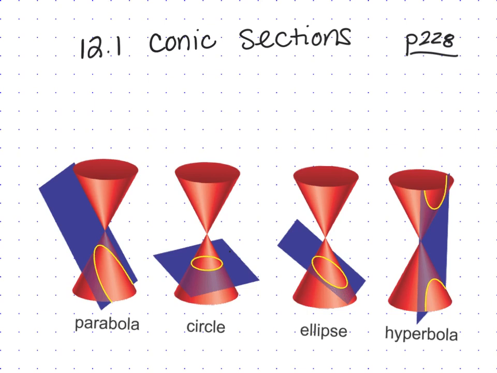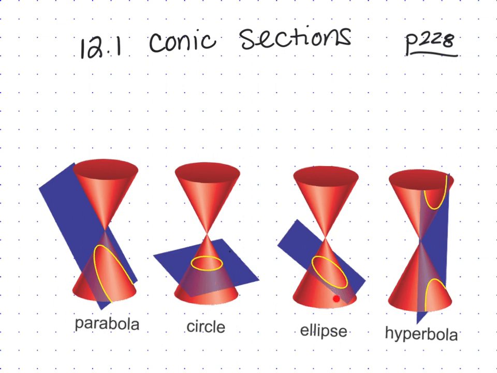All right, so in chapter 12, we're talking about conic sections. Basically, it's a family of curves that happen when you take cones and slice them in different ways. There's lots on page 228, but I've got the 4 that we're really going to focus on here. If you go straight through, you're going to get a circle.